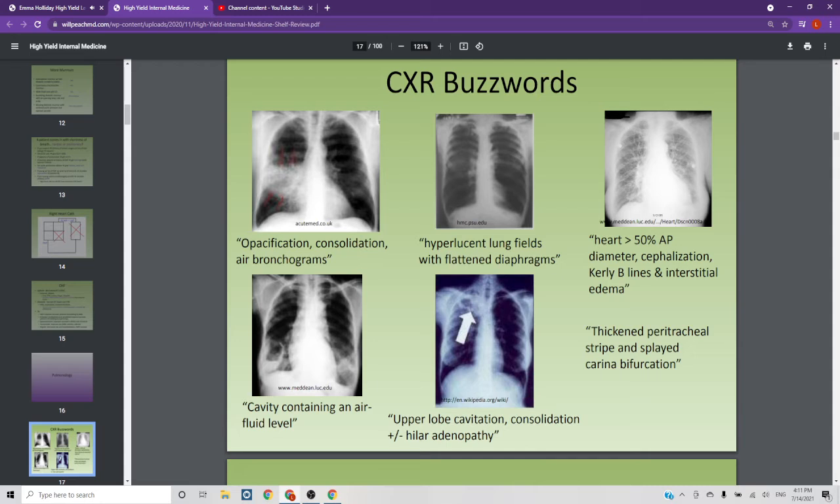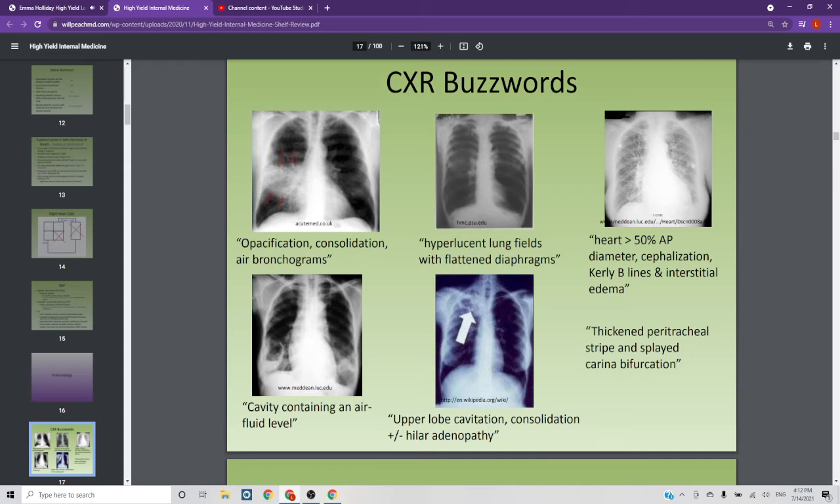And then my last picture. Kind of hard to see. Yeah, good. It is TB. They might describe upper lobe cavitation, consolidation, and they may show hilar adenopathy. That's tuberculosis.